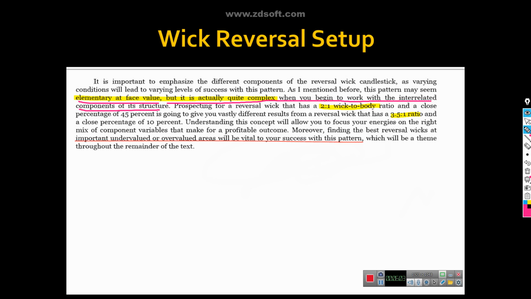If you take a 2:1 wick to body ratio and a close within 45%, you will get different results. If you backtest with these components, like 2:1 and 45%, you will get different results on the same instrument. If you take 3.5x with a 10% closing, you will get different results. So it is your duty to understand the concept before applying it. You need to apply this concept in undervalued and overvalued areas, for a more probable chance of success.